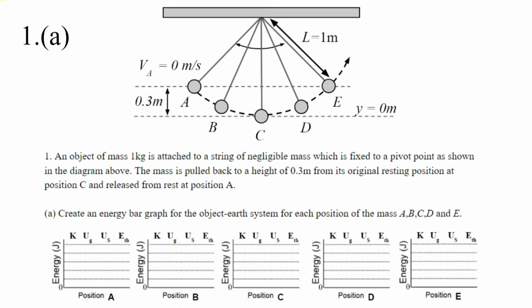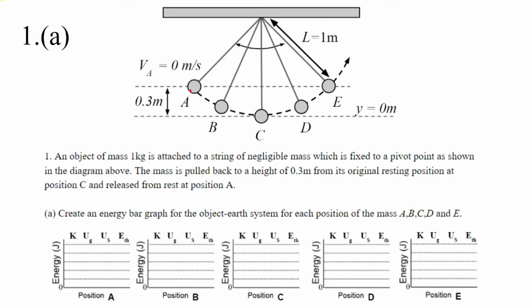So all of number one deals with the same situation, a pendulum swinging back and forth. So let's read it. An object of mass 1 kilogram is attached to a string of negligible mass, which is fixed to a pivot point as shown in the diagram above. The mass is pulled back to a height of 0.3 meters from its original resting position at position C, and released from rest at position A.